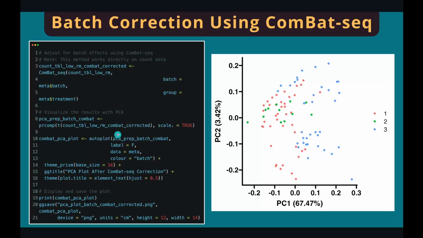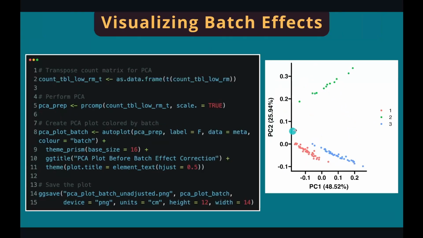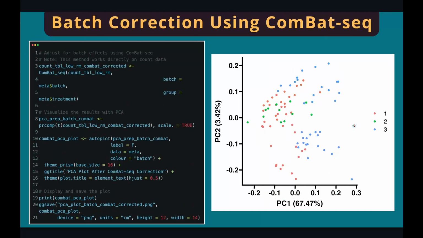And then we'll make another PCA plot to visualize the results. As you can see, the samples from different batches are mixed together much better than before. That means we have removed a lot of batch effects from our data.